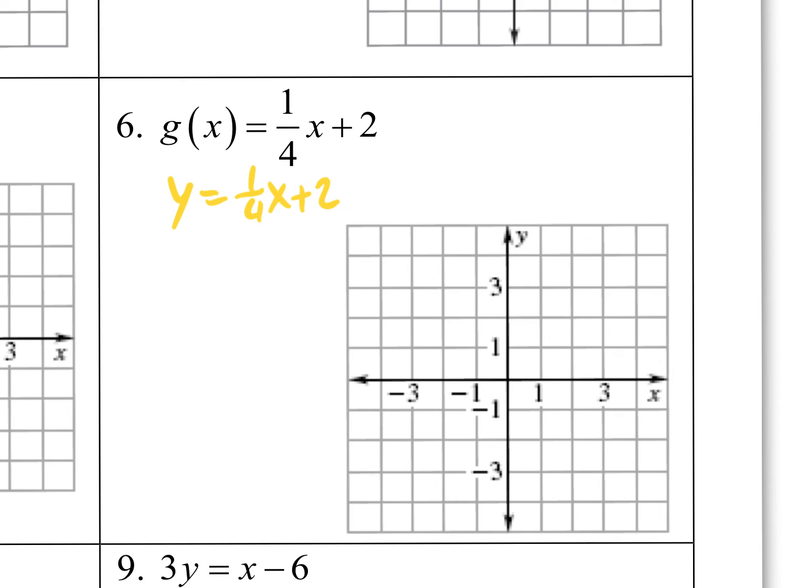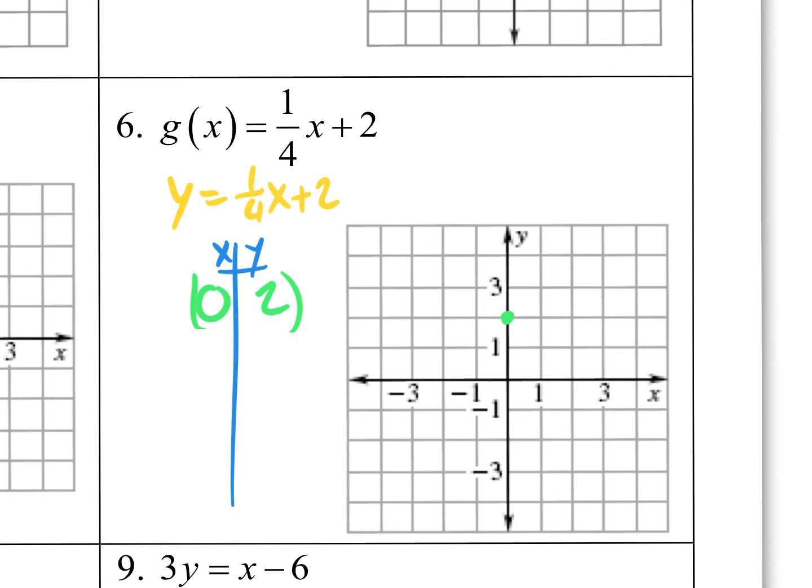Is y by itself? Yes, it's in function form. Okay, so if it's in function form, how do I graph it? Input-output table. Okay. What numbers should I plug in? What's the easiest number to always plug in? 0. When you plug in 0 right in there, what's 1/4 times 0? 0. And then you have a 2 left over. So 2 is left over. There's your coordinate, 0, 2.